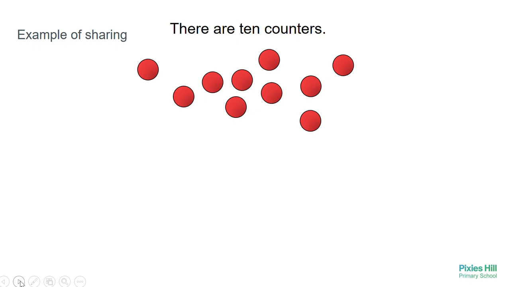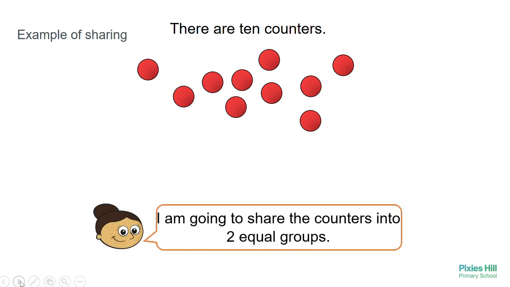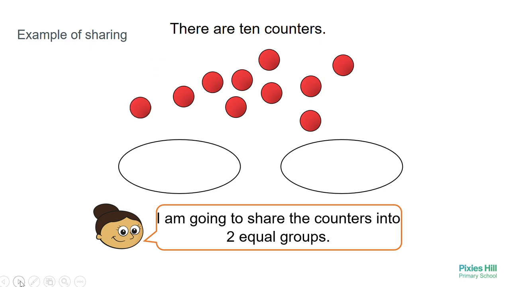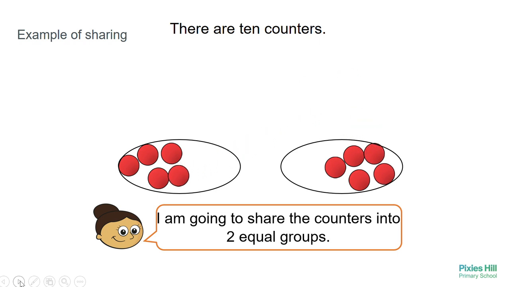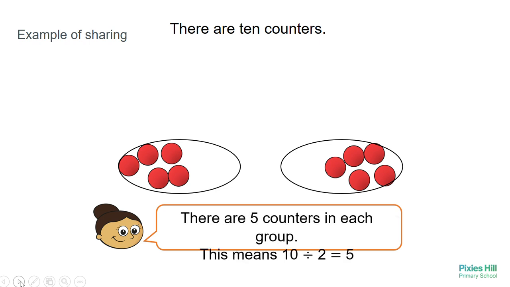Here is an example of sharing. I have 10 counters. I'm going to share the counters into 2 equal groups. To do this, I will draw 2 circles. I will then equally share my counters into the 2 circles. Once I have no more counters left, I will then count how many are in each circle. There are 5 counters in each circle. This means that 10 divided by 2 equals 5.